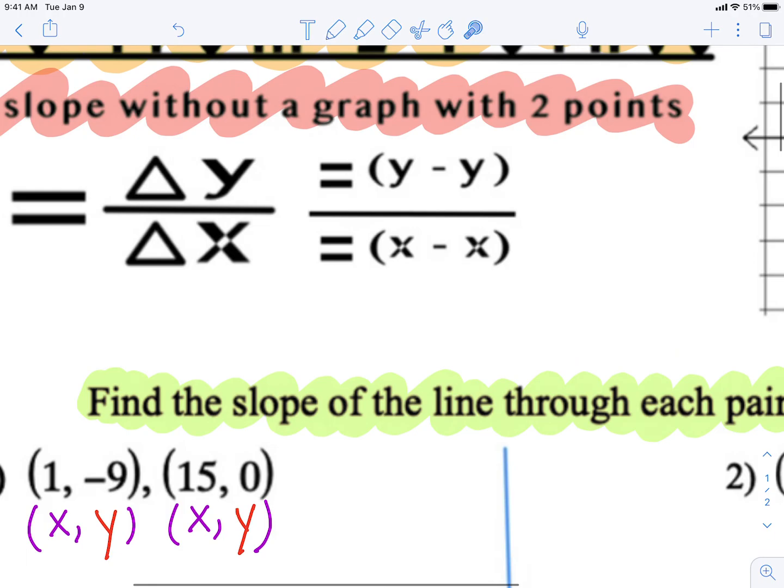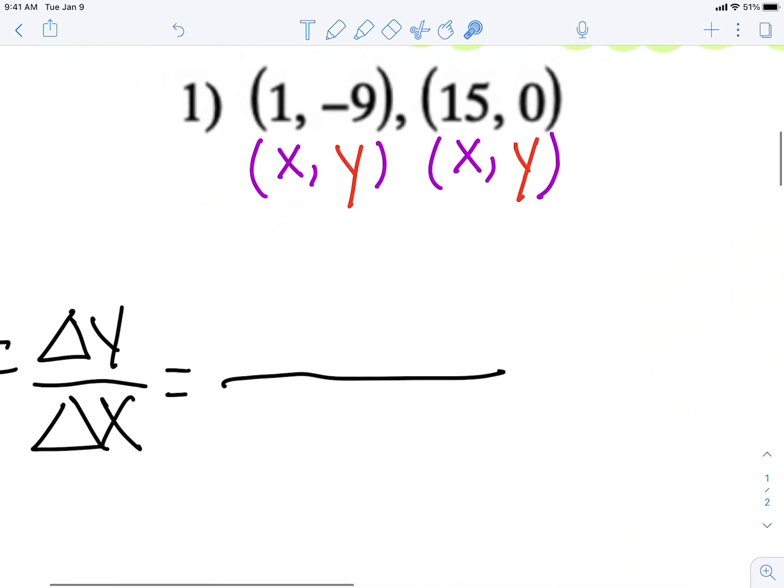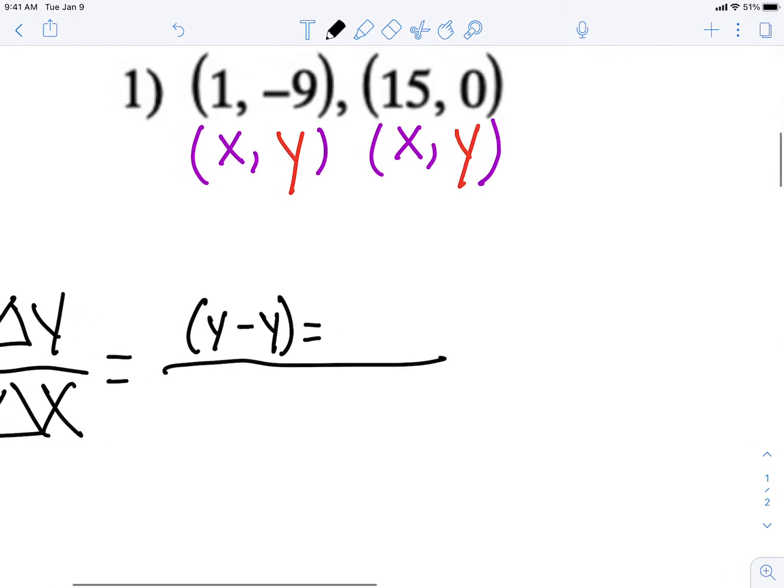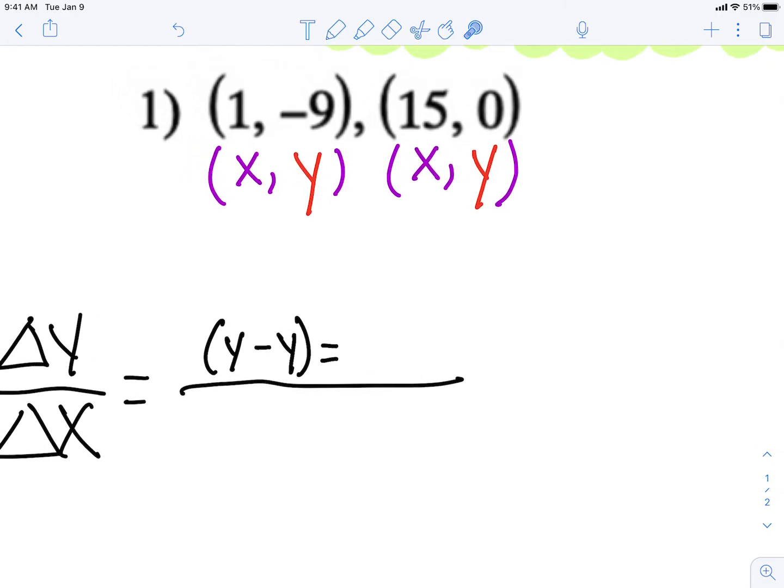Y minus y. So let's do that here. Y minus y. Forgot the y here. Which is equal to, what are my two y's? Negative 9 minus 0. Negative 9 minus 0, right?